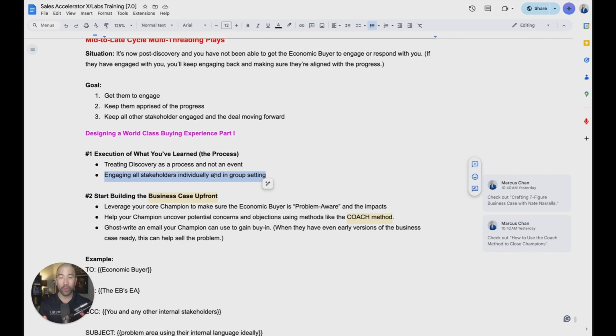So with each level, it's going to be very, very different what they're actually looking at and what's going to drive them to actually take action. Okay. Number 2, start building the business case up front. So this is very, very critical.